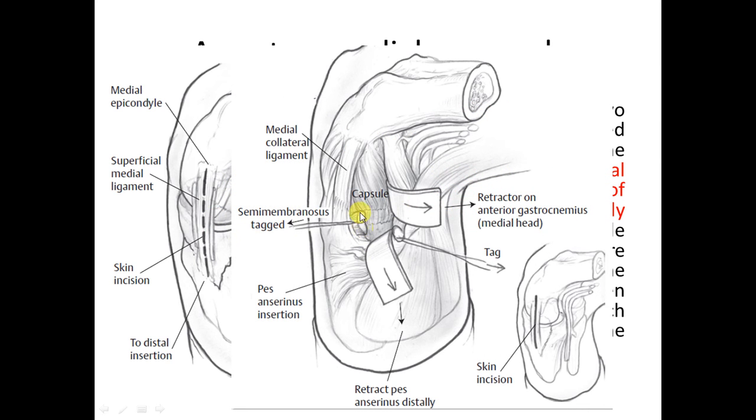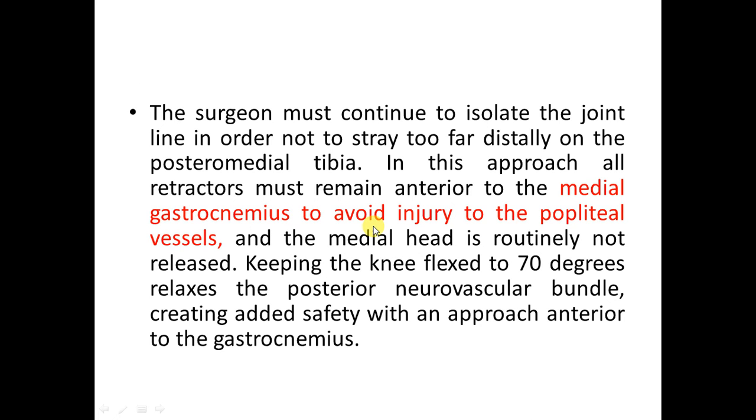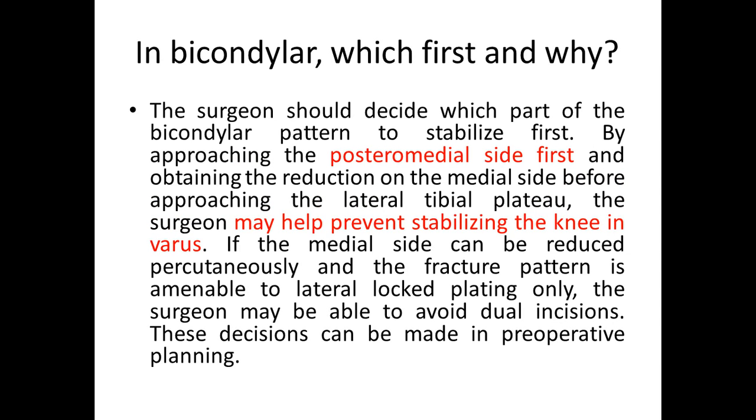Usually the pes anserinus is cut and tagged to reduce and buttress the posteromedial tibial condyle. Again, approaches of the knee will have a separate lecture. If you have a bicondylar fracture, you have to start with the posteromedial fragment to avoid varus. The posteromedial fragment has to be fixed first. If you put a lateral buttress first, it will be in varus. Sure, mostly it will be in varus.